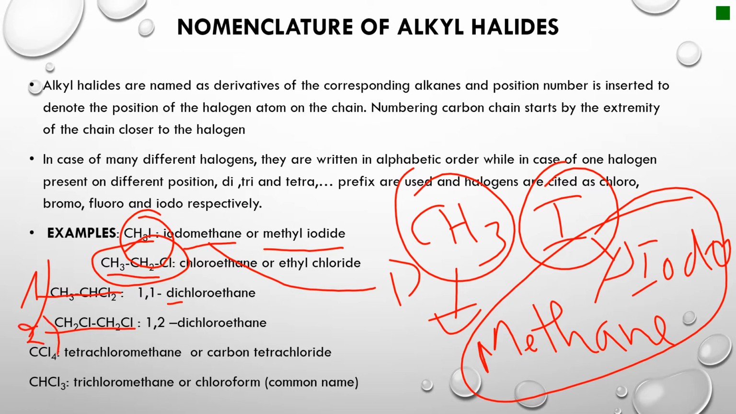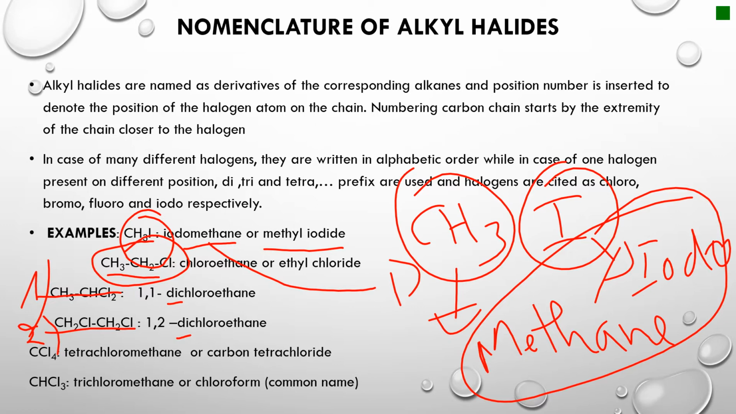For this example, we have again two carbons in the chain, and two chlorines in the molecule, but the two chlorines are not attached on the same carbon. One is on its carbon, another is on its carbon. It means that if one is on the first carbon, another one will be on the second carbon. That's why the name will be 1,2-dichloroethane. 1, the first carbon, 2, the second carbon, and di to show there are two chlorine atoms.